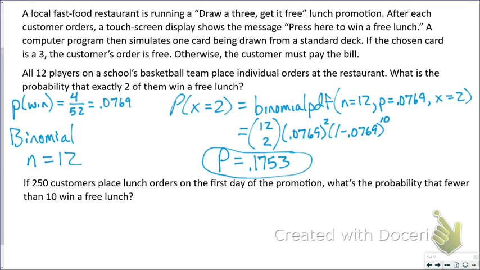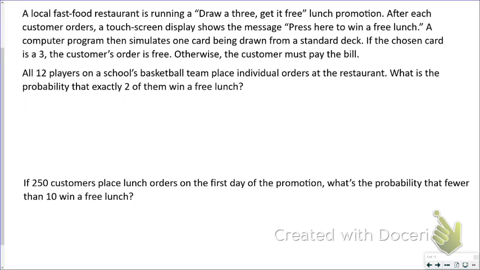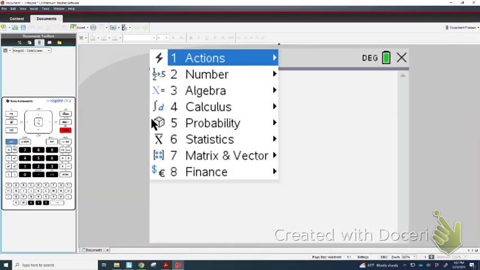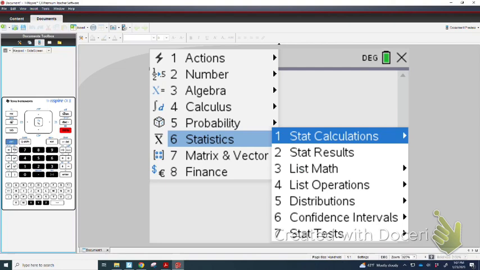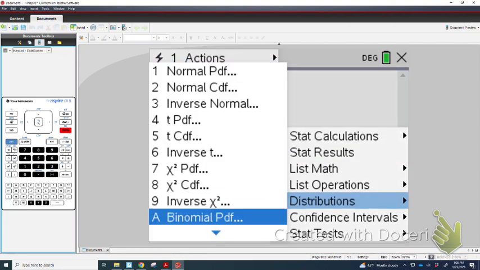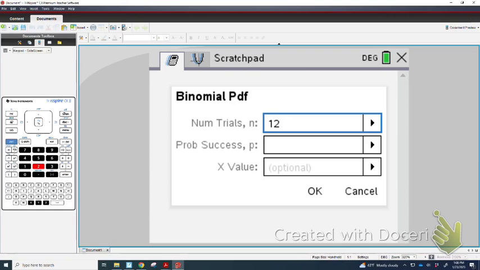All right. If you need to see it on the calculator, you press Menu, Stats, Distributions, and Binomial PDF towards the bottom of your screen. So 12, 0.0769, and 2.